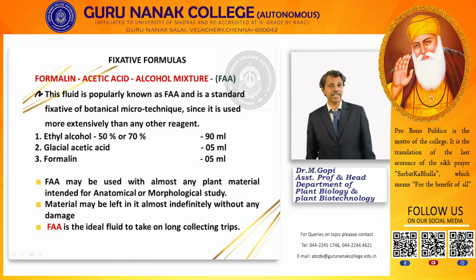Fixative formulas. The next example, FAA. What is FAA? Formalin, acetic acid, alcohol mixture. This fluid is popularly known as FAA and is a standard fixative of botanical microtechnique since it is used more extensively than any other reagent. How to prepare FAA? Ethyl alcohol 50% or 70%, 90 ml, glacial acetic acid 5 ml, formalin 5 ml.